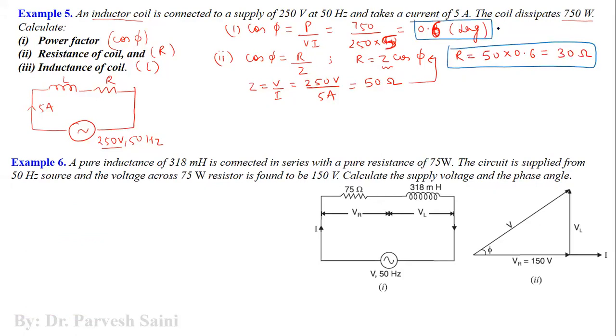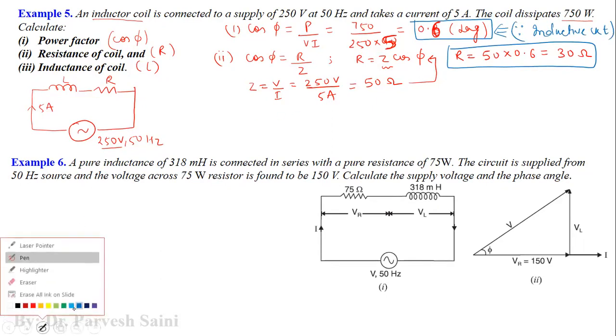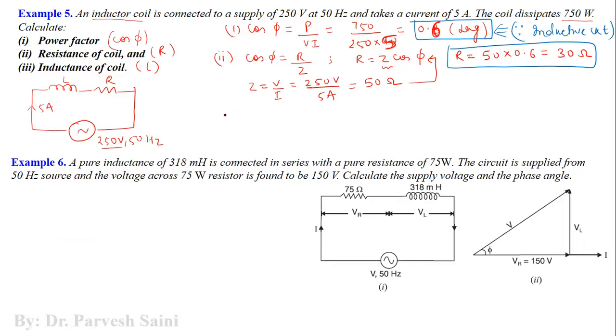Now I am saying it is lagging because it is an inductive circuit. So I'll write it here: because it is an inductive circuit, so that you can remember this one. Then we have the third part, in which we have to find out the inductance of the coil.